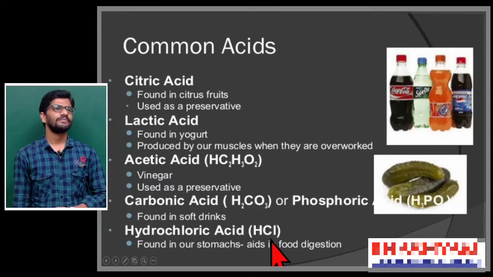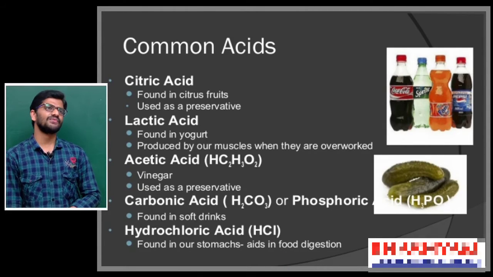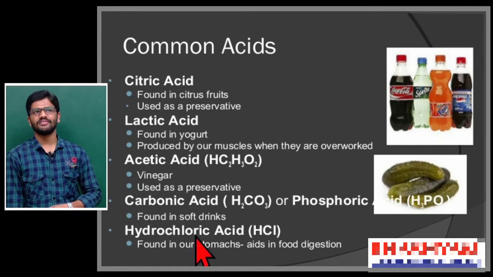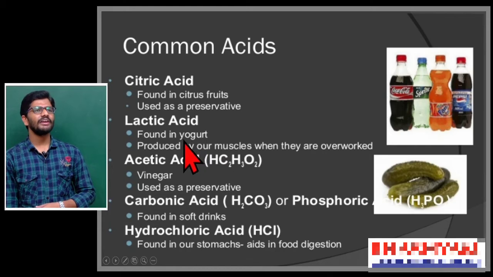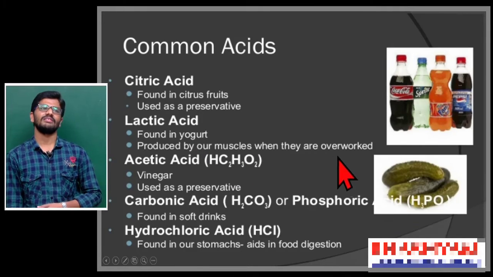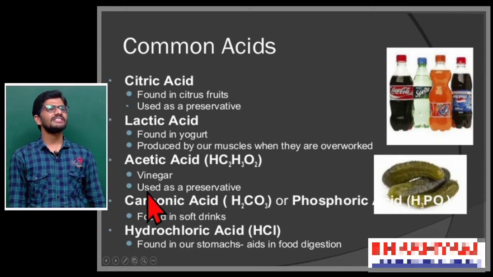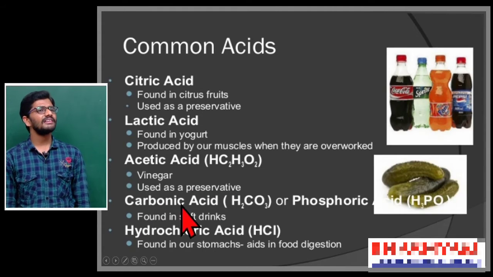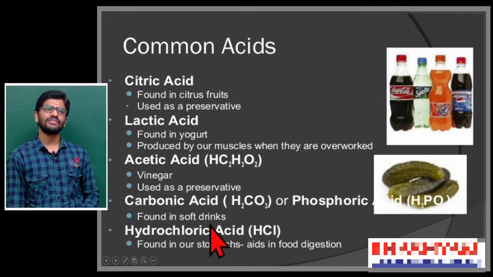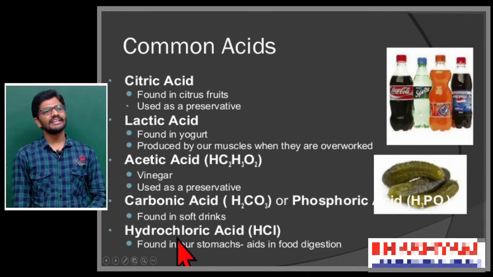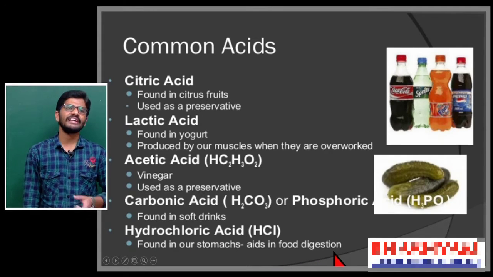Okay, students. Next, some common acids. Citric acid is found in citrus fruits. It is used as a preservative. Lactic acid is found in yogurt and is produced by our muscles when they are overworked. Next, acetic acid, also called vinegar. It is used as a preservative. Carbonic acid, H2CO3, or phosphoric acid, H3PO4, is found in soft drinks. Hydrochloric acid, HCl, is found in stomachs and aids in food digestion.